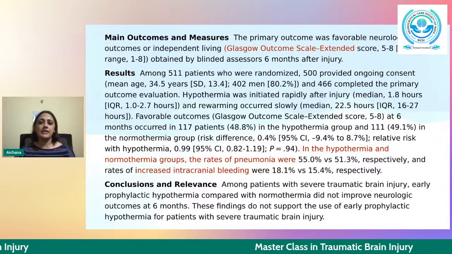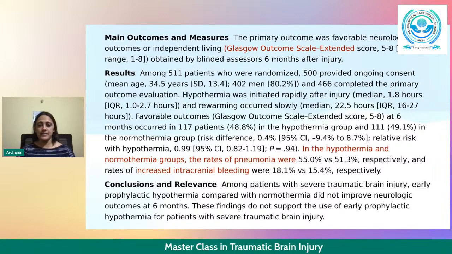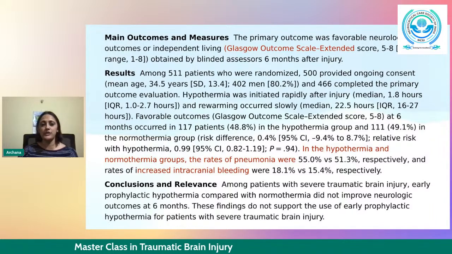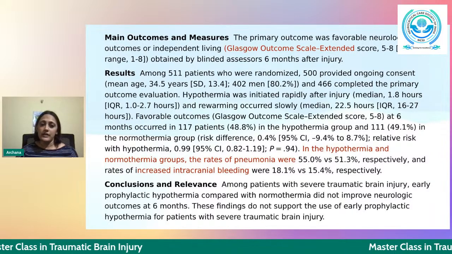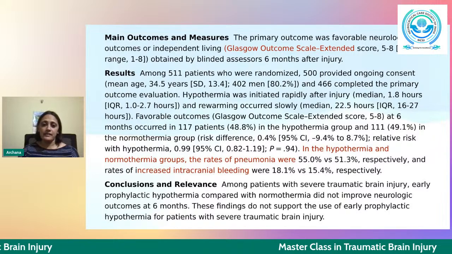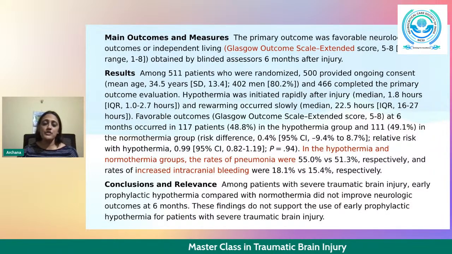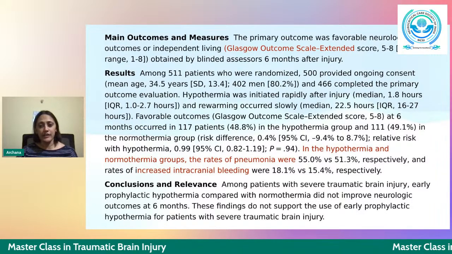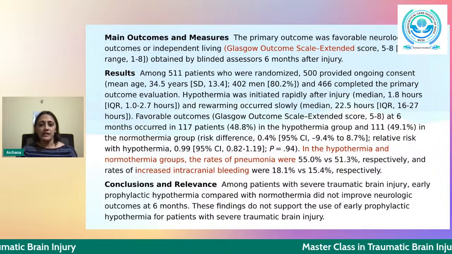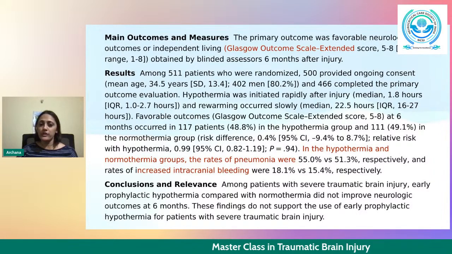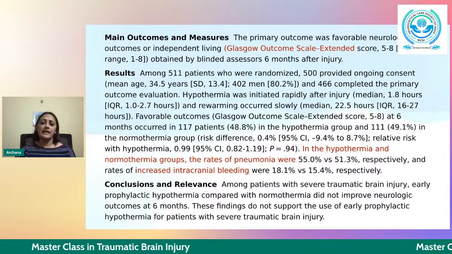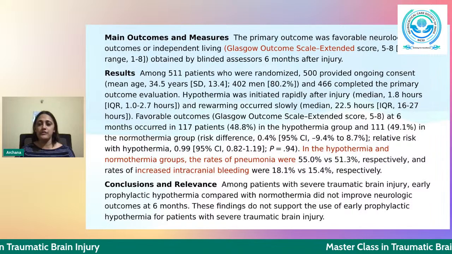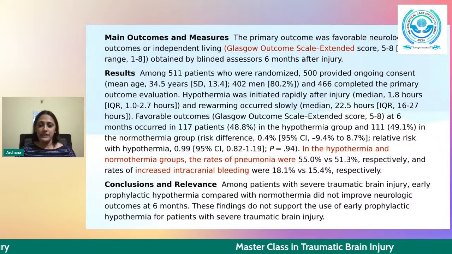The main outcome was Glasgow Outcome Scale Extended at 6 months after the injury. Here it was seen that the Glasgow outcome scale was worse in patients with hypothermia, and the adverse effects of the hypothermia, that is occurrence of pneumonia and increased intracranial bleeding, were also more in the hypothermia group. Hence, they concluded that among the patients with severe traumatic brain injury, prophylactic hypothermia is not warranted.